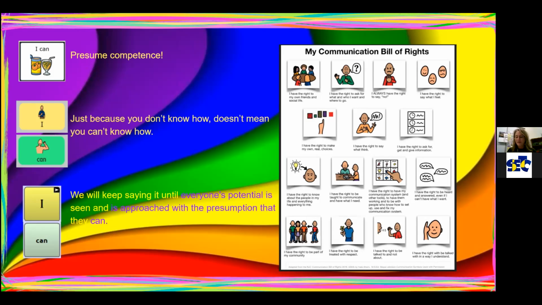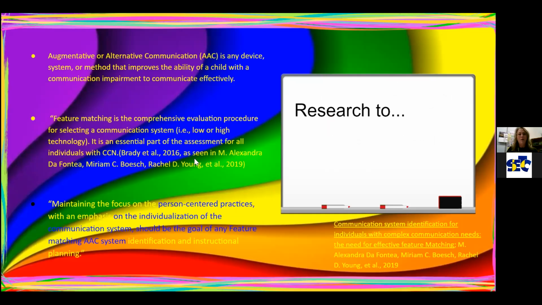And then I love this last one, that I have the right to be talked with in a way that I understand, which is all about modeling, right? I have the right to have my communication and my language system modeled to me. And that is important.